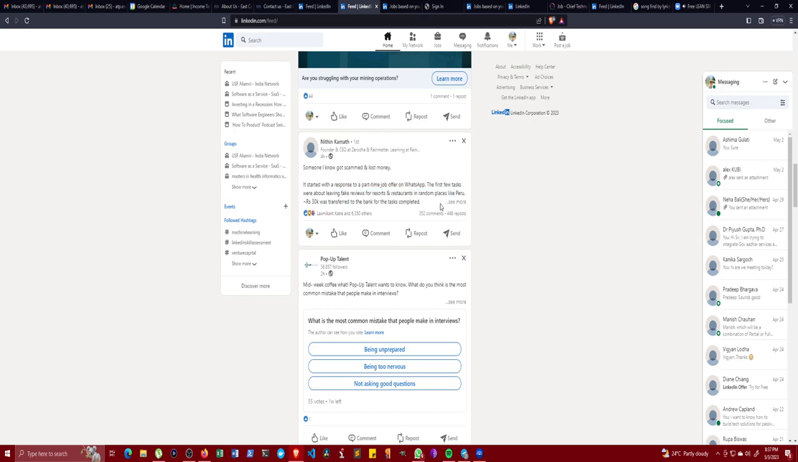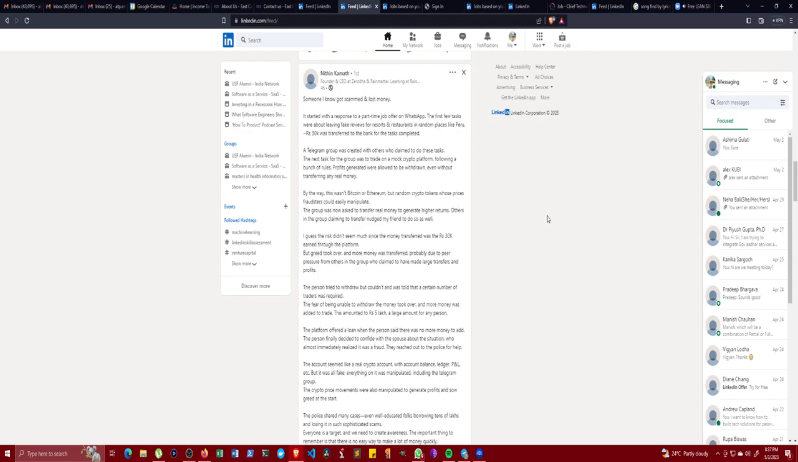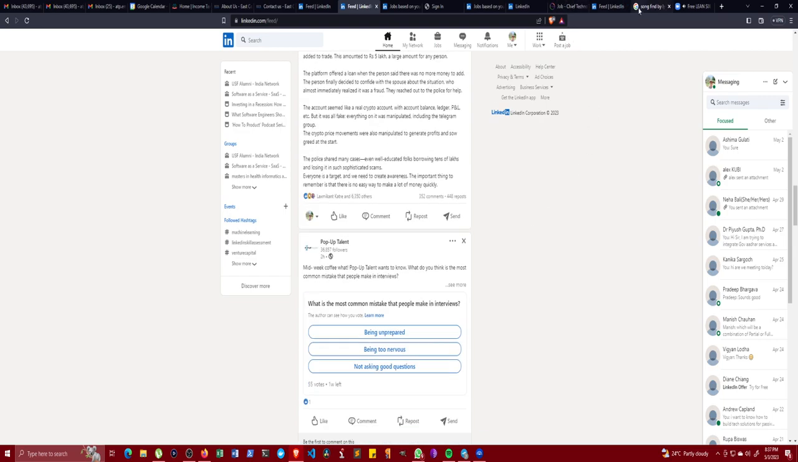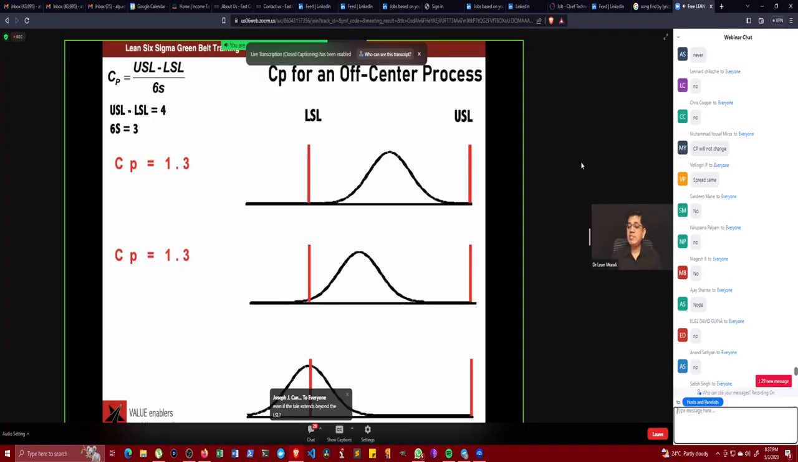Look at this. The process has shifted in such a way that the average has become the lower specification limit. What is the CP in this case? Same, because it does not include the process shift. It does not consider the process shift, and so CP remains the same.